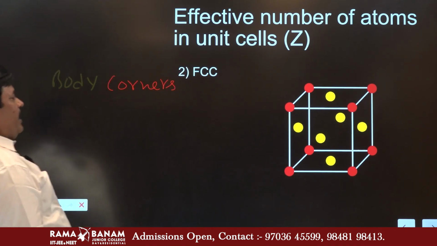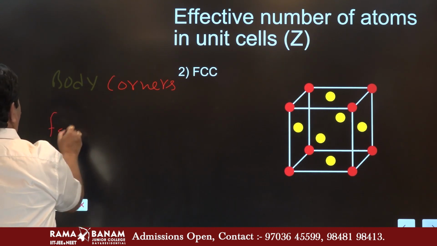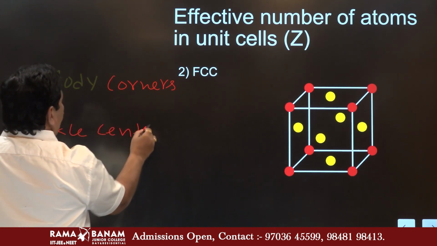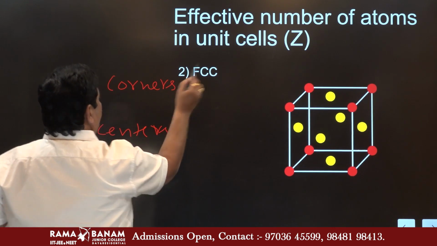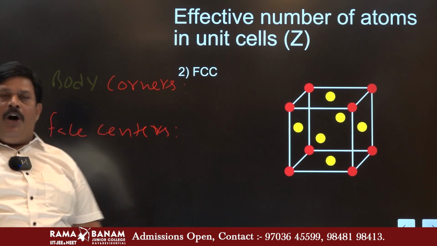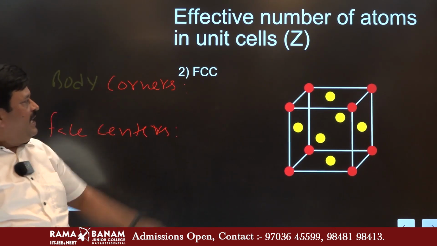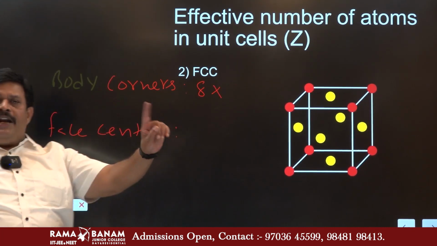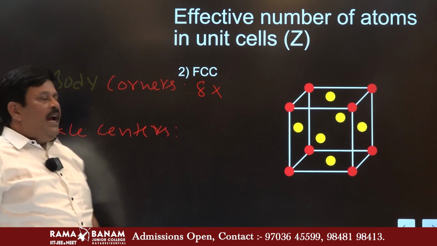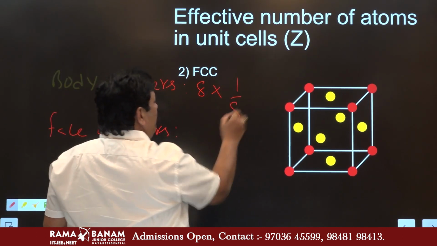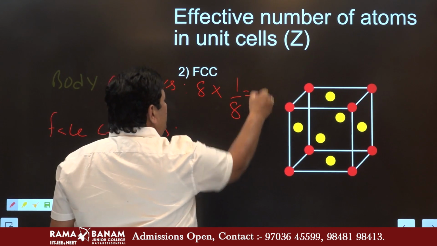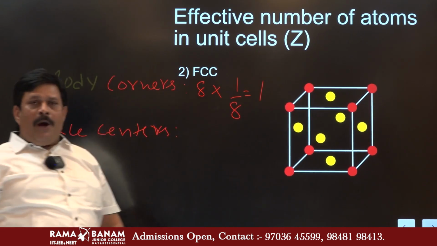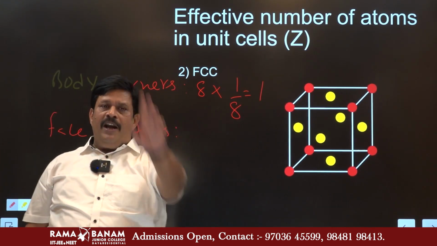Particles are at body corners and particles are also at phase centers. How many body corner particles are there? See the diagram, it clearly indicates there are 8 body corners. And what is the contribution of a body corner particle? We all know, we discussed it just now, 1 by 8. So due to these 8 body corner particles, the contribution is only 1.